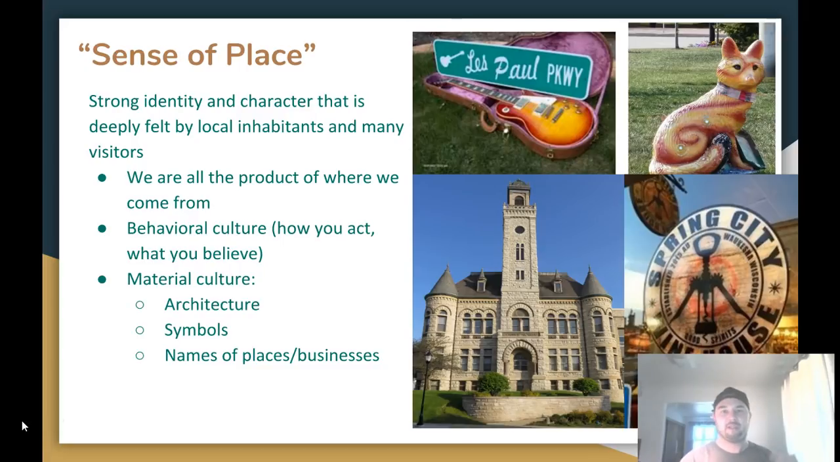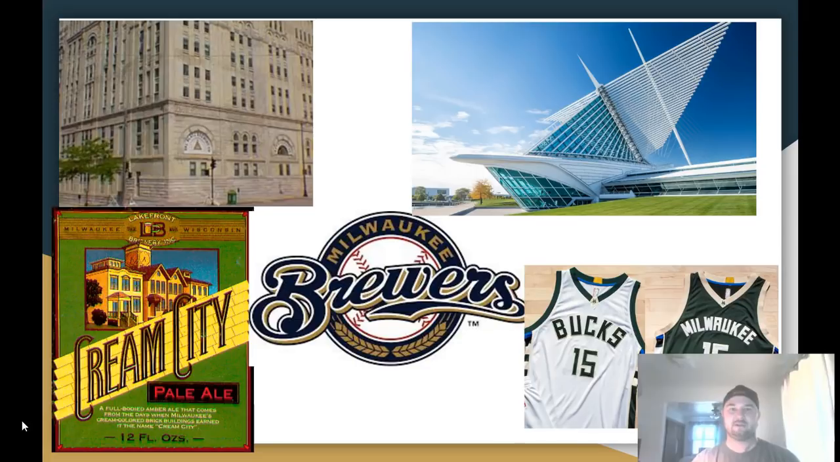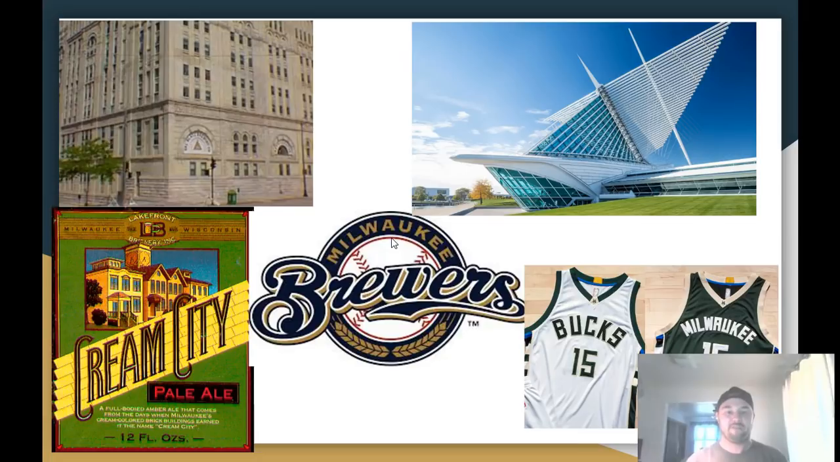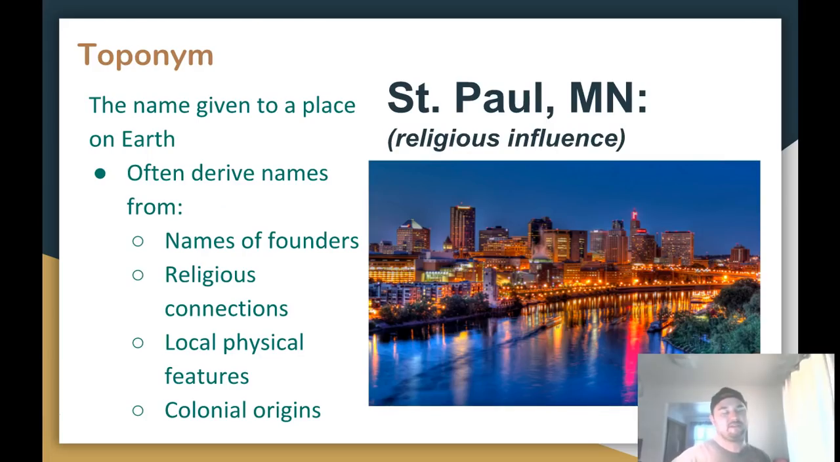Remember Waukesha, think about Les Paul, think about the old city hall, think about things named Spring City around the city, think about all the foxes that are around. You're not really going to see all those characteristics in another place, especially when you start thinking about the toponym as well. Milwaukee, again, they identify themselves with a sense of place through the local architecture, the teams that are involved there, the team names, what everything represents. That is going to be your sense of place.